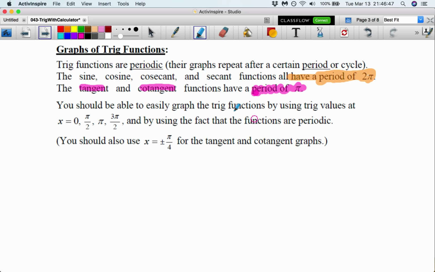It's important to remember, you should be able to easily graph these by using these 4 values and by using the fact that the graph repeats. You should know these values for each of these functions basically by now. If you don't, get to memorizing. And then the other exception is we should know this one for tan and cotan. Why? Do you know? It's because tan of pi over 4 is 1. So it's a nice output. It's a nice input-output relationship. All right, without further ado, here we go with the graphs.